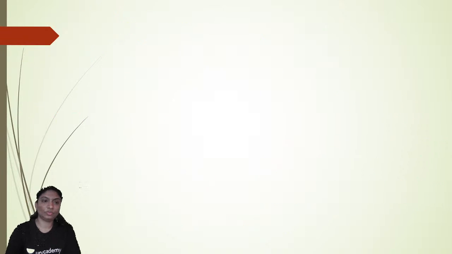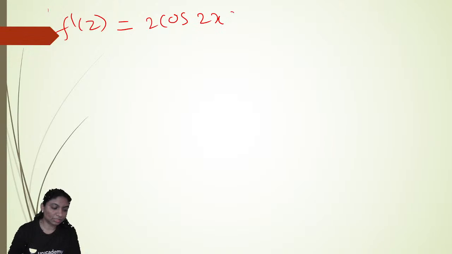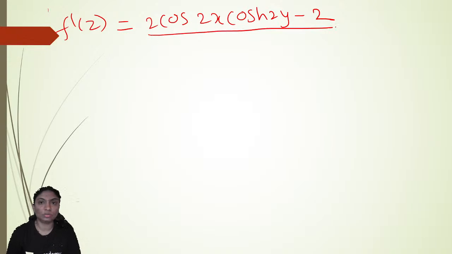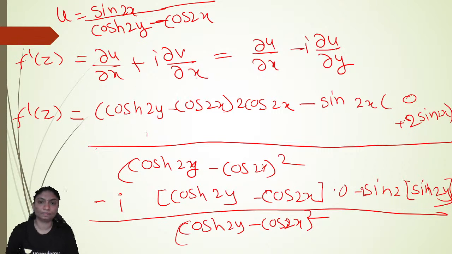Okay, so you will get f dash of z is equal to here, f dash of z is equal to, you will get 2 cos 2x into cos h2y minus 2 upon, now you can see here, cos h2y minus cos 2x bracket square. Okay, now you can see 2 cos 2x, 2 cos 2x into cos h2y minus cos 2x, and minus this is 2 sin square 2x, right?